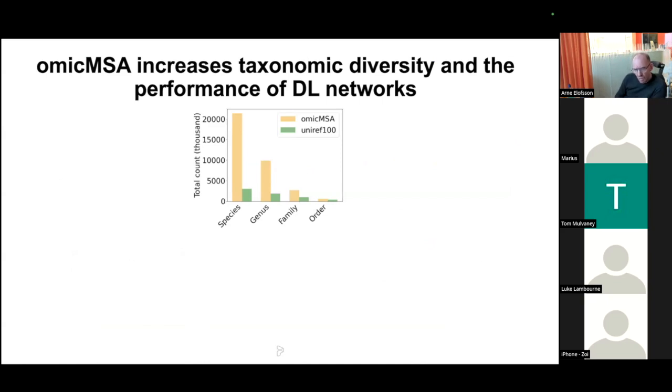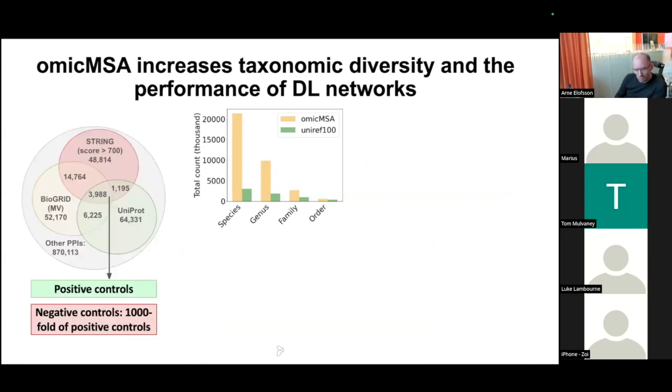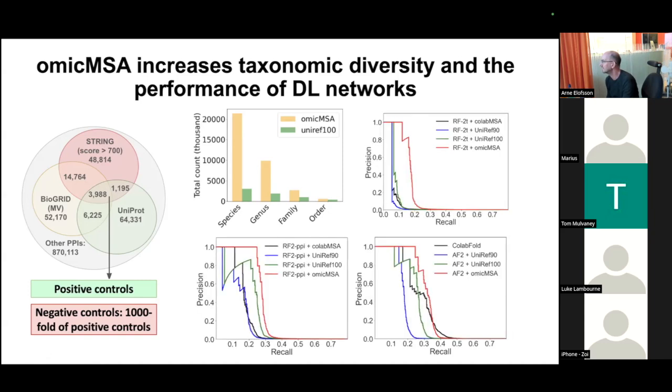So does this deeper sequence alignment make a difference? Yes, it does. Again, we assembled positive and negative control sets that are 1,000 times larger and tried to benchmark how much our improved sequence alignment would help. By the way, we call our sequence alignment omic MSA because it's directly assembled from genomic data. Using omic MSA, we were able to improve every method that we used for our PPI screening. So that's good.